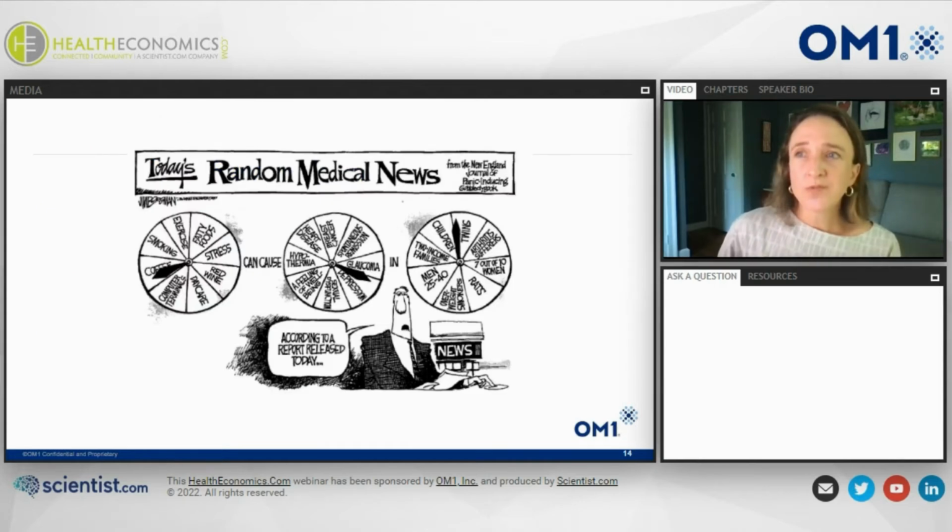So we walked through some of the opportunities that real-world data can afford, and this cartoon brings home some of the caveats of working with RWD and observational data more broadly for comparative effectiveness research. So in today's random medical news from the New England Journal of Panic-Inducing Gobbledygook, we see coffee can cause depression in twins, but if we spin the wheel tomorrow, what kind of answers will we get?